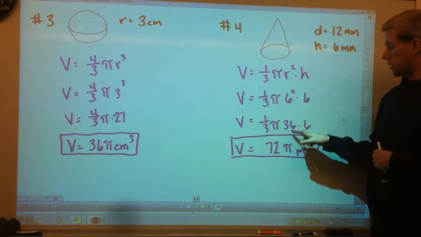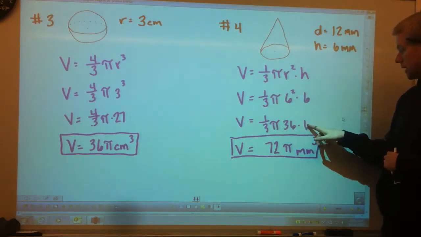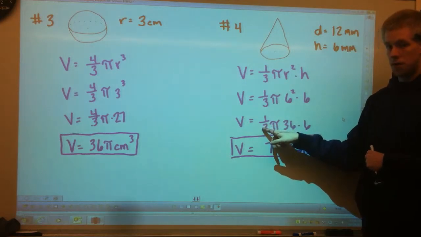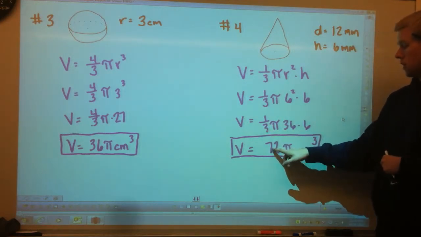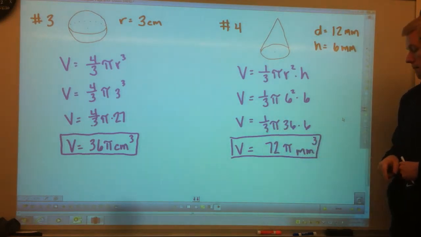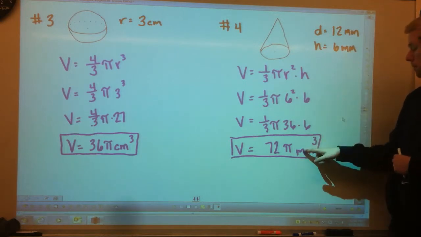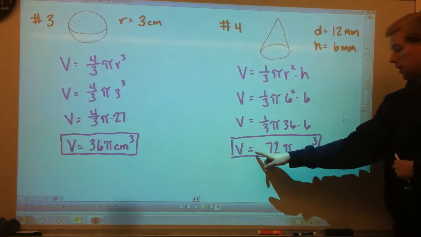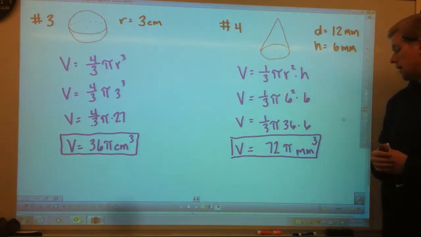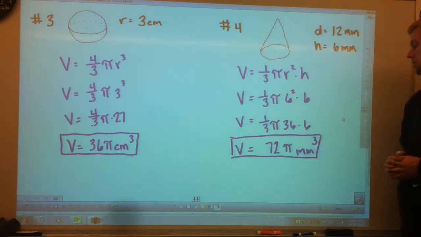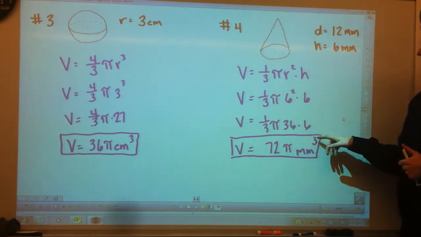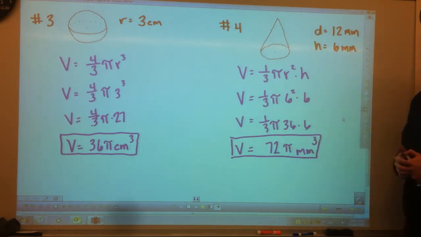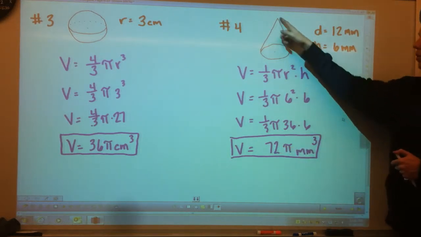Then 6 squared is 36. 36 times 6 times 1/3 is going to be 72. And then I just plug in my pi at the end of that. My units were millimeters, and I just cube them because this is a 3-dimensional object. So my final answer reads 72 pi cubic millimeters. That is the volume for this whole cone.